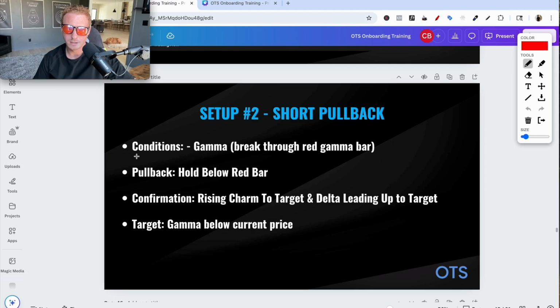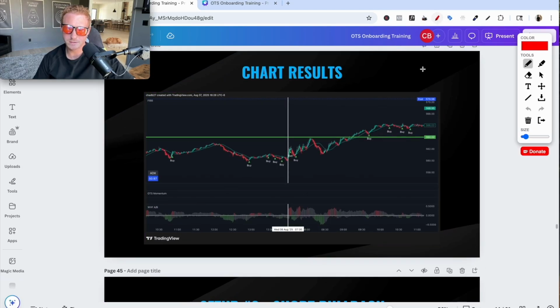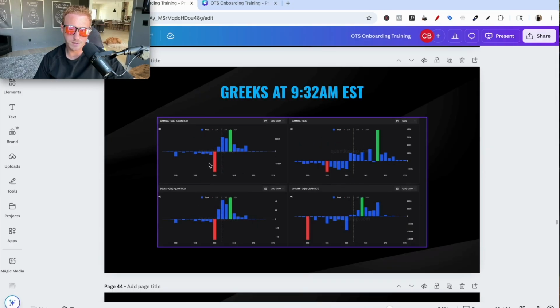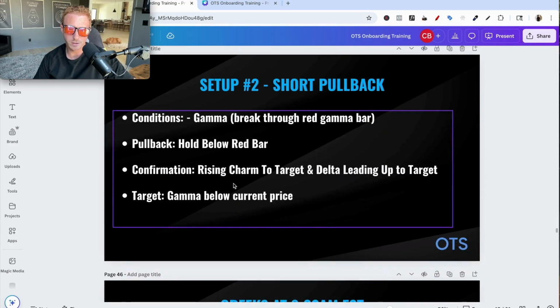Okay, so sometimes we'll open up negative gamma. And we also want to see us break through the red bar. Because remember, the red gamma bar is going to be defense, right? It's going to kind of act as support, essentially. So the pullback is we want to hold below the red bar. So going back to that example, if we break 560, we want to see us hold below it because 560 was the red bar, if you remember. Okay, going back here, 560 is the red bar. We want to hold below that red bar.